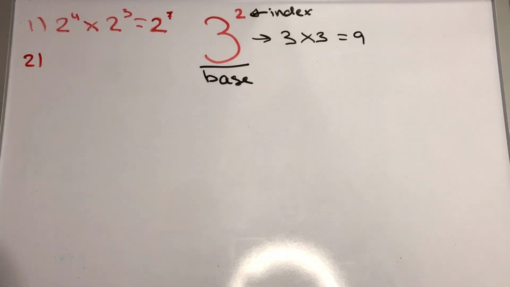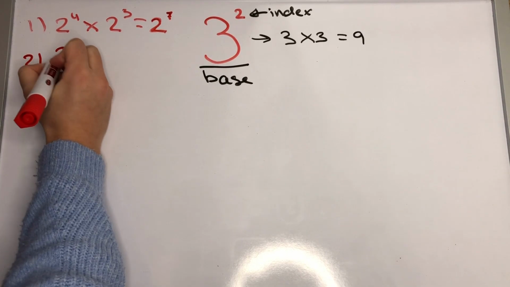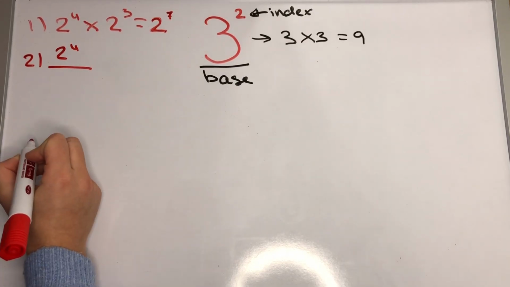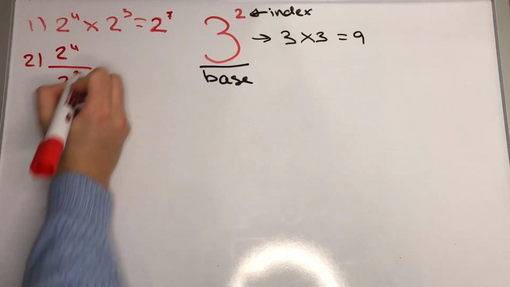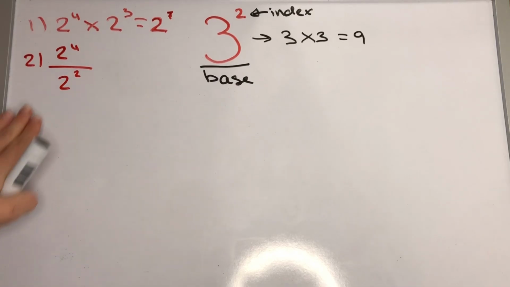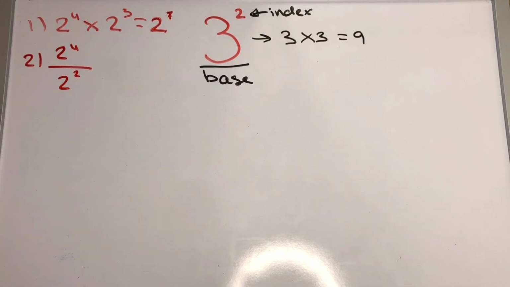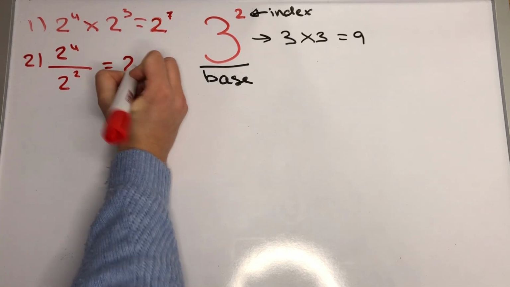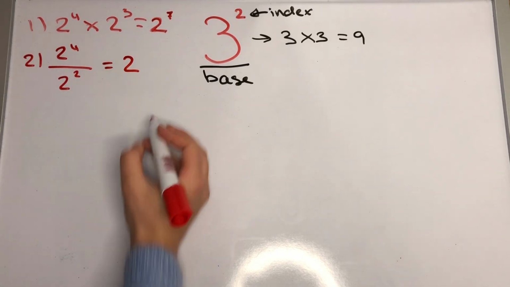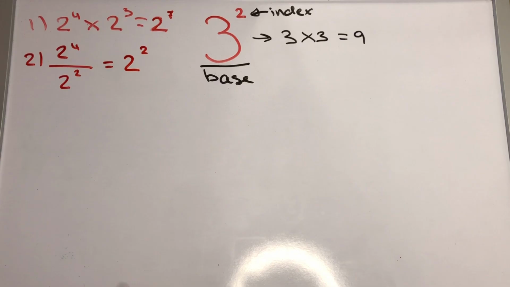Now, for the second rule, say for example, if you have 2 raised to the power of 4 all over 2 raised to the power of 2. Now, in this case, they are dividing. They're not multiplying. So, what you would have to do is firstly check, are the base numbers the same? The base numbers are the same. So, you would take the indices and you would subtract them. So, you would leave the base, and 4 take 2 is 2. And that's the second rule done.